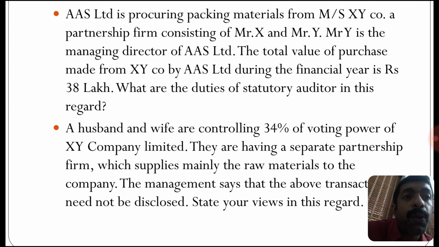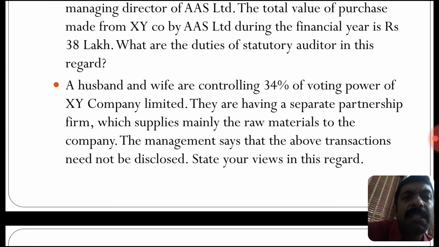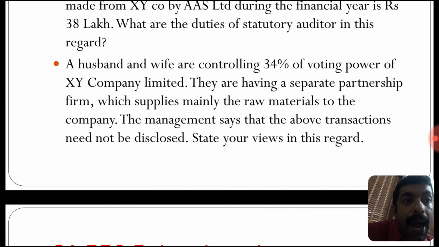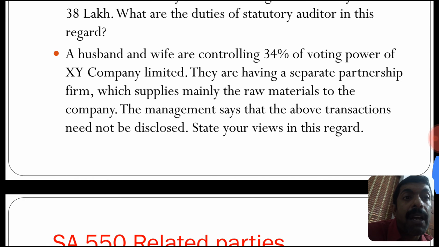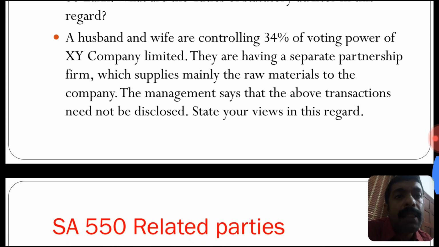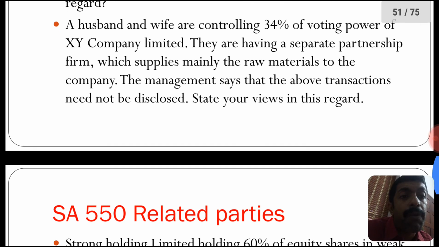What are the duties of the statutory auditor in this regard? A husband and wife are controlling 34% of the voting power of XY Company Limited. They are having a separate partnership firm which supplies mainly the raw material to the company. The management says that the above transaction need not be disclosed. State your views in this regard.